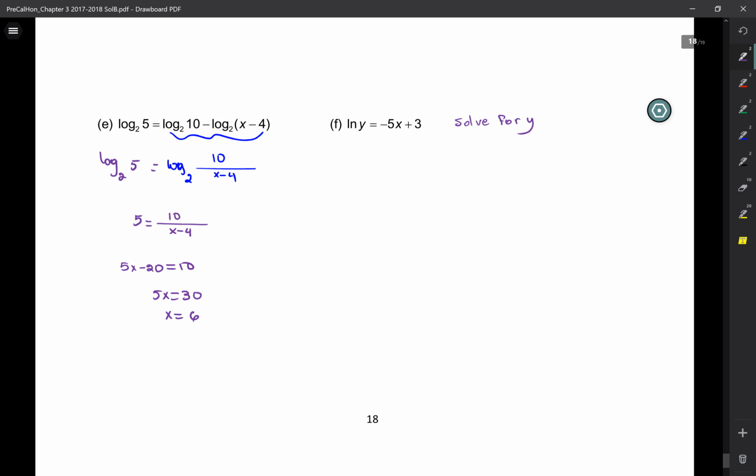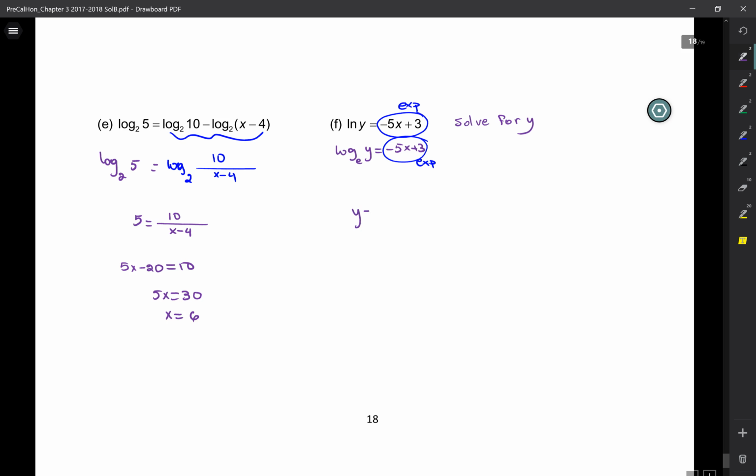Wait, so what happens to that? It becomes the exponent. Okay, what is ln? It's log base e of y equals negative 5x plus 3. In this mess, when you have a logarithm, where is the exponent? This is the exponent. So in here, this is the exponent. And what's the base? Base is e.